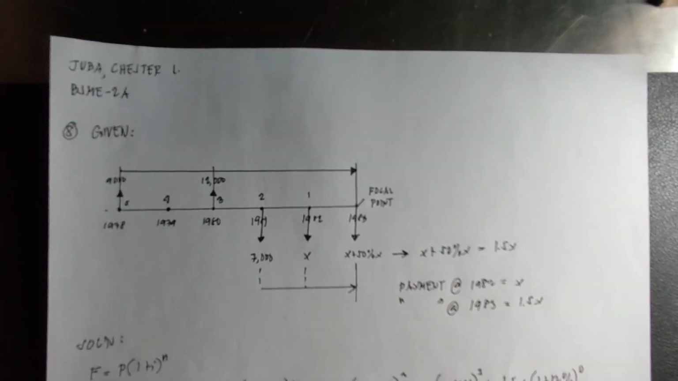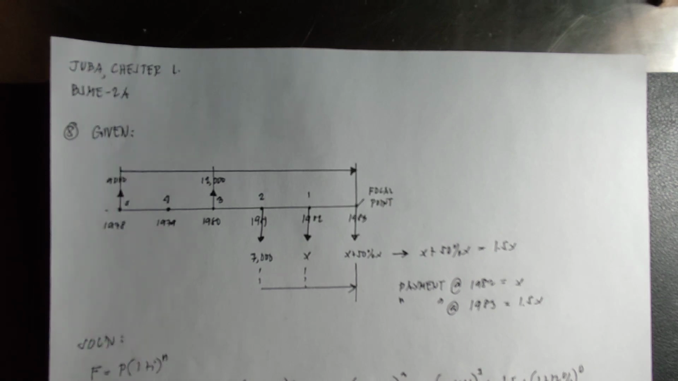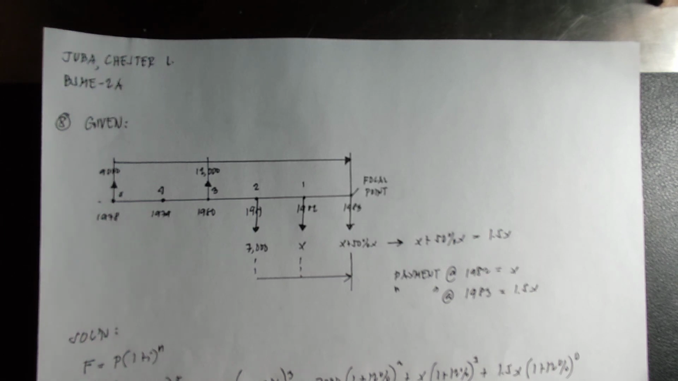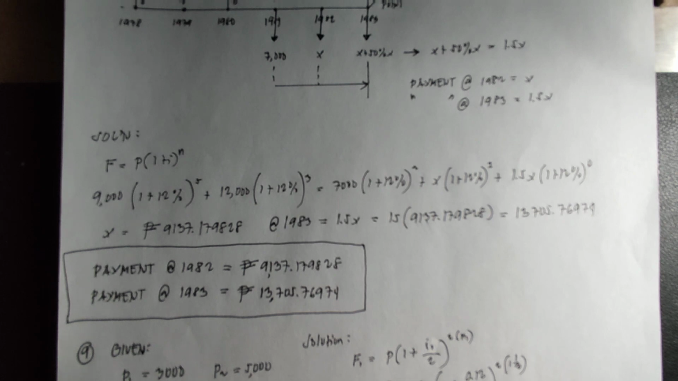So this is our given. As you can see at the cash flow chart, we are tasked to find the payment at 1982 and the payment at 1983. So for the solution, we'll use F is equal to P multiplied to the quantity of 1 plus i raised to n.